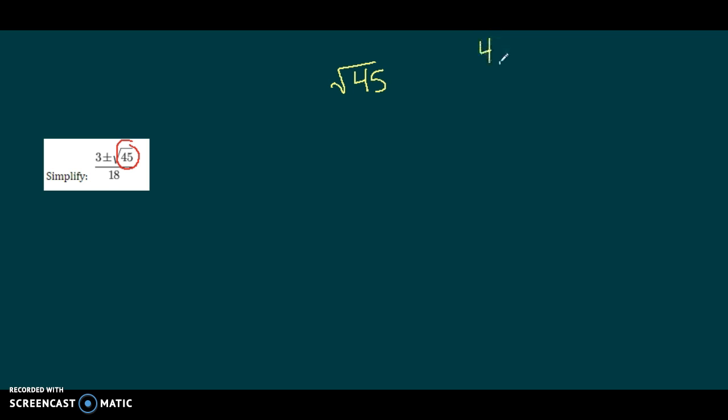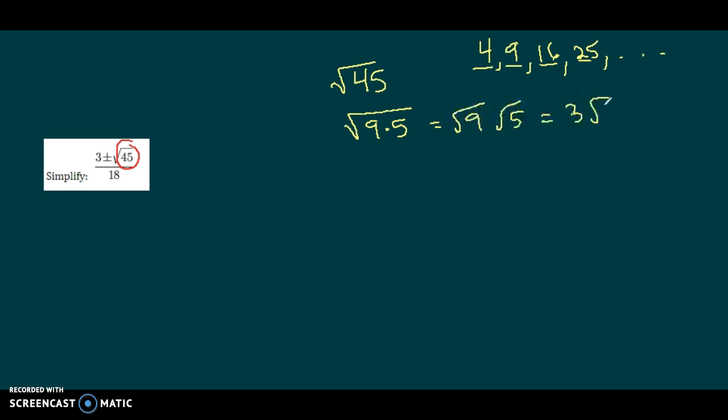So we have 2 times 2, 3 times 3, 4 times 4, 5 times 5, all the way up. We want to find the biggest one of these that goes into 45 evenly. That's going to be 9. So root 45 can be rewritten as 9 times 5. If I were to break that up, the square root of 9 is going to make 3 root 5.